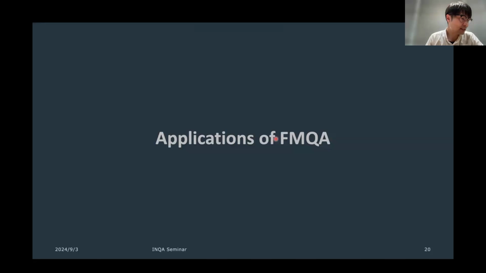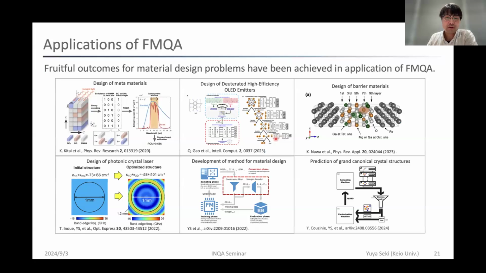Okay, I just showed a very simple example, so I'd like to introduce a more complex example of FMQA. So far, we applied FMQA for various types of applications. This slide shows some examples of the application of FMQA in the field of material design problems. For example, FMQA can be applied to the design of metamaterials. Here, the task is to find metamaterials that absorb or emit a specific range of wavelengths of light, like this.